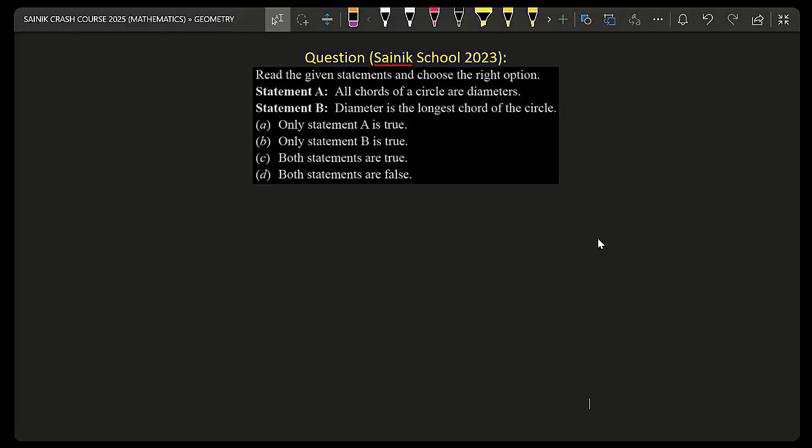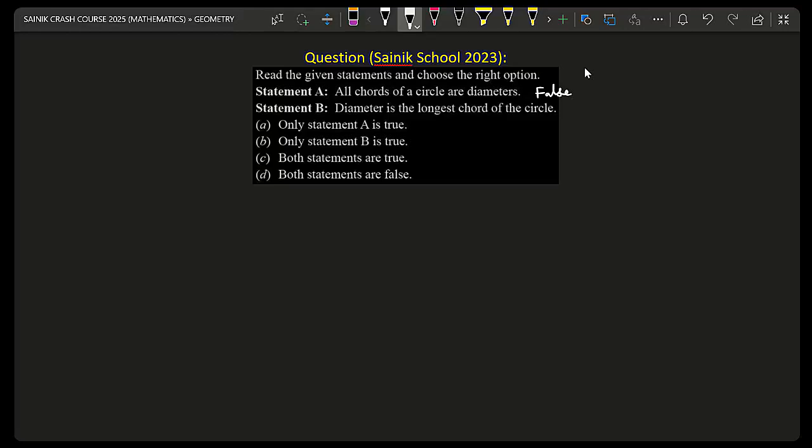Okay, first let us have the discussion about statement A. All chords of a circle are diameters. Is it true or false? False, sir, because all diameters are chords. Very good. Every diameter is a chord, but every chord need not be a diameter. But I want to make a chord a diameter. What is the condition I can apply on it? It has to pass through the center, sir. Very good. A chord passing through the center we can call a diameter.